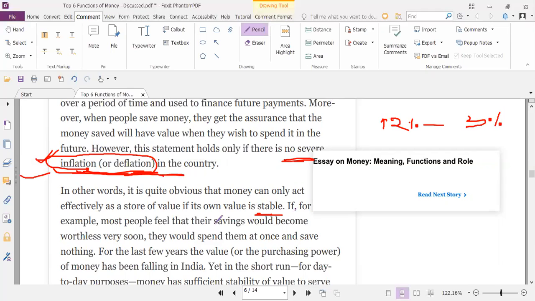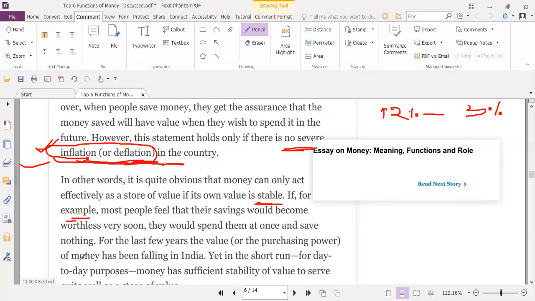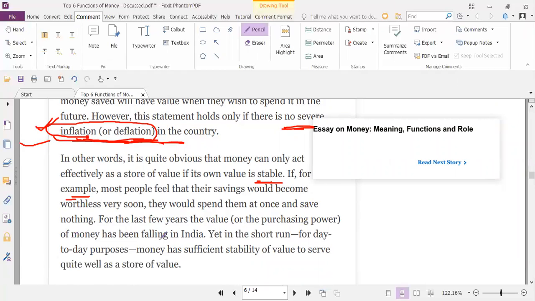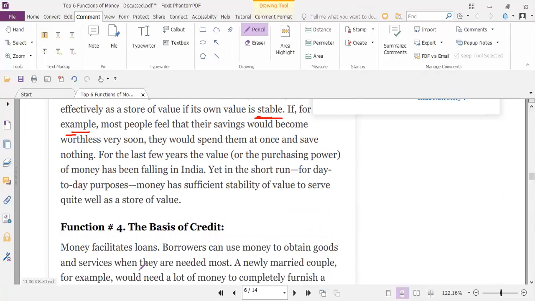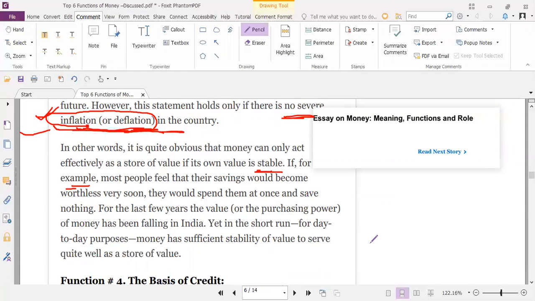For example, most people feel that their savings would become worthless very soon. They would spend them at once and save nothing. For the last few years, the purchasing power of money has been falling in India. Yet in the short run, for day-to-day purchases, money has sufficient stability of value to serve quite well as a store of value. When the problem of inflation or deflation starts occurring, fear builds up among people, and this fear leads to spending money at once. They will not store that money because they fear they may lose the worth of their money.